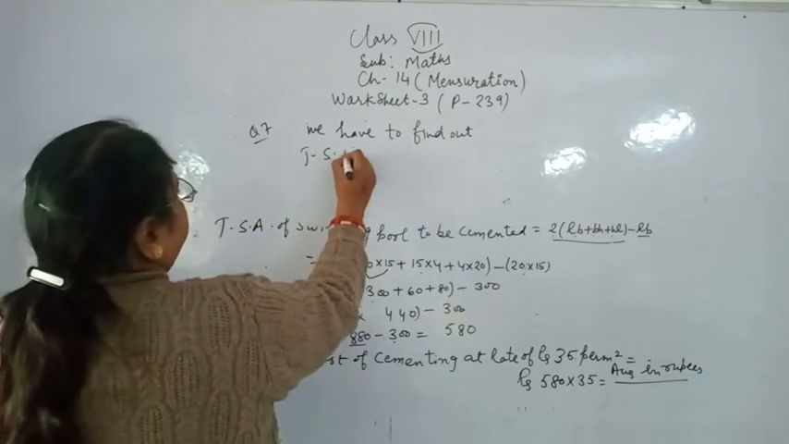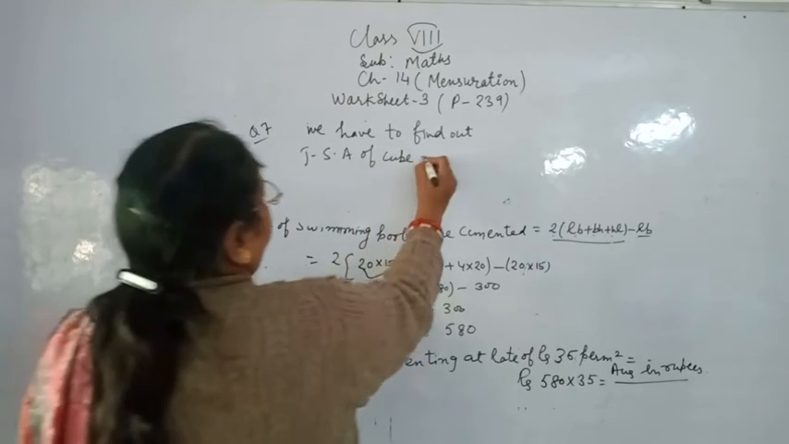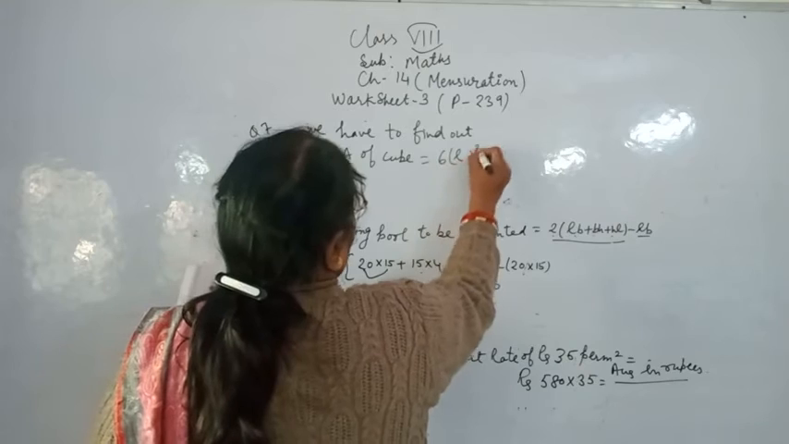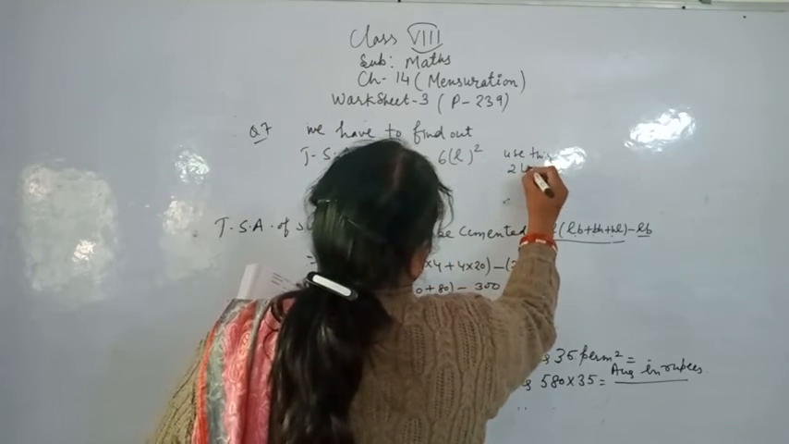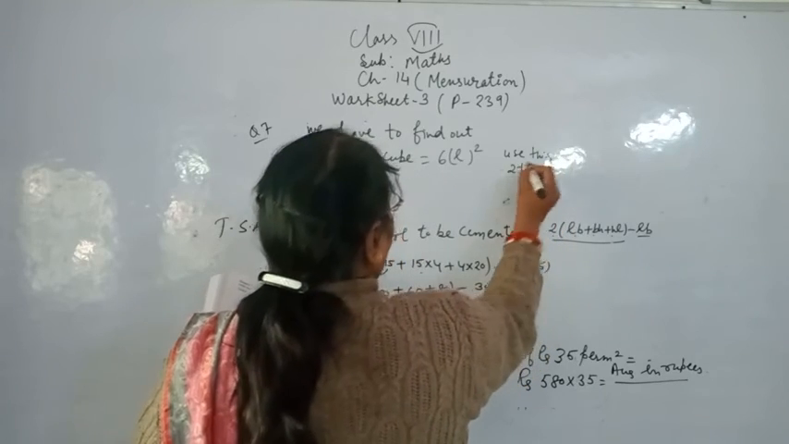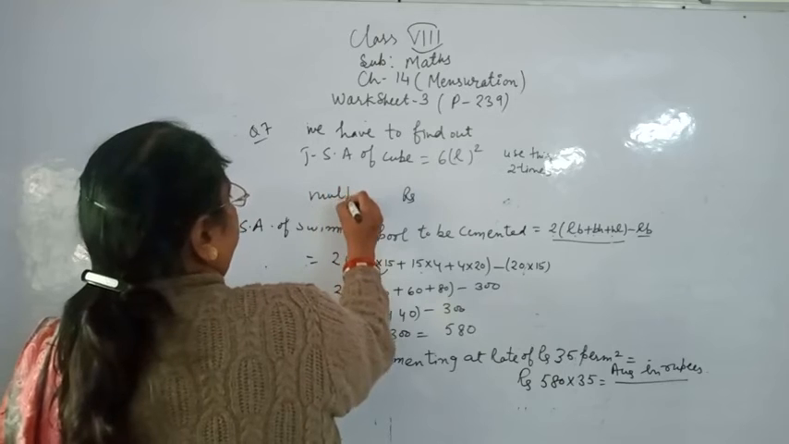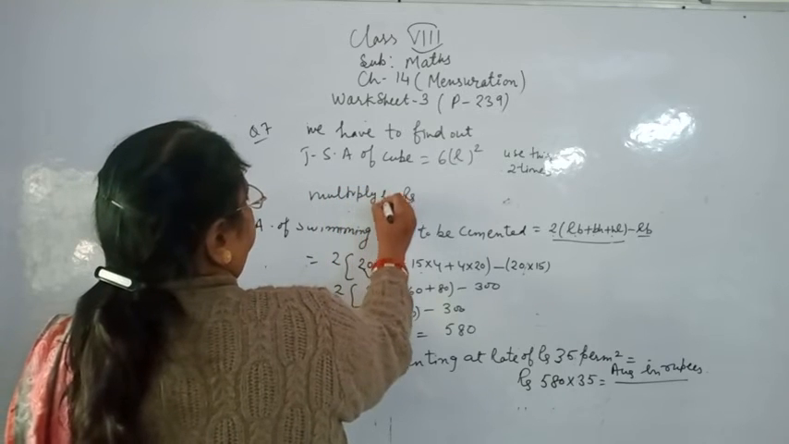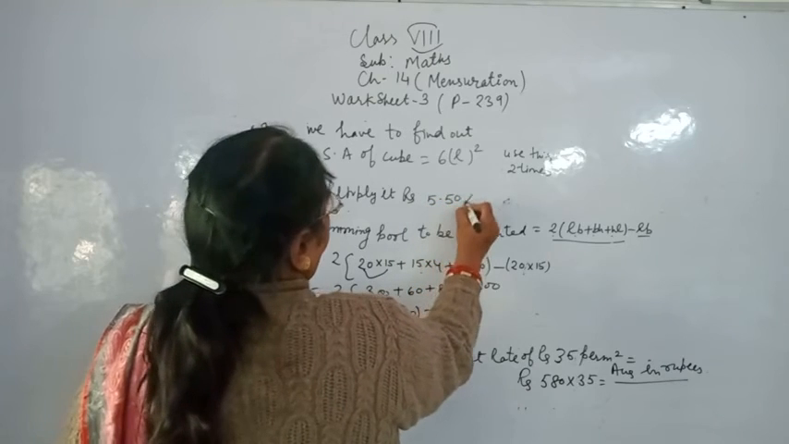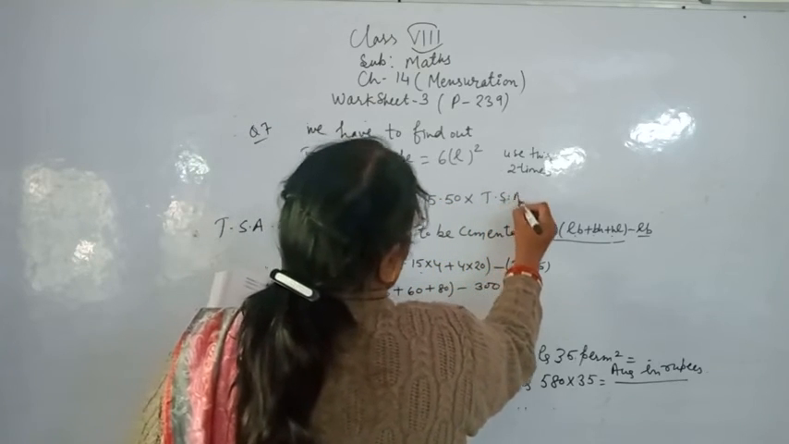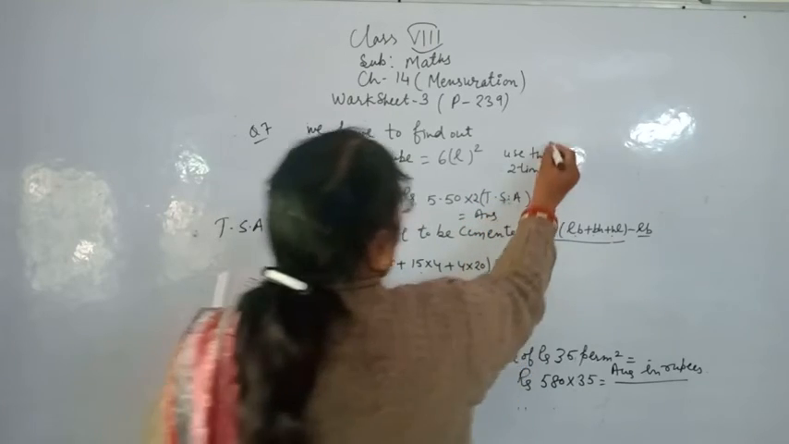the total surface area of the cube, 2 times. Cube, that is 6L square. Use this 2 times and multiply this by rupees 550. Means multiply the total surface area with rupees 550, and you will get the answer. It is your homework question.